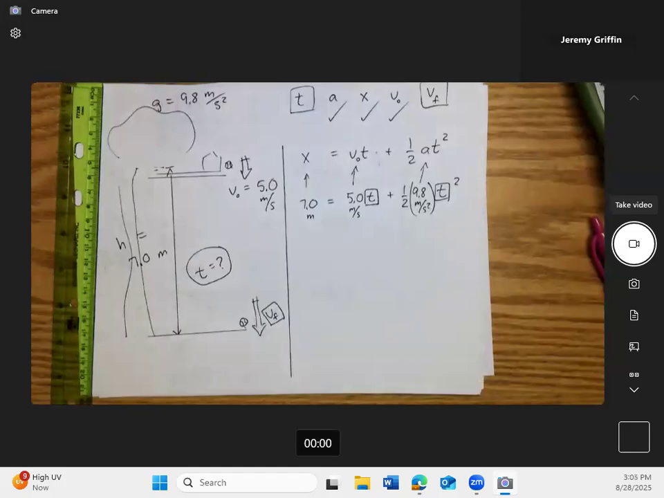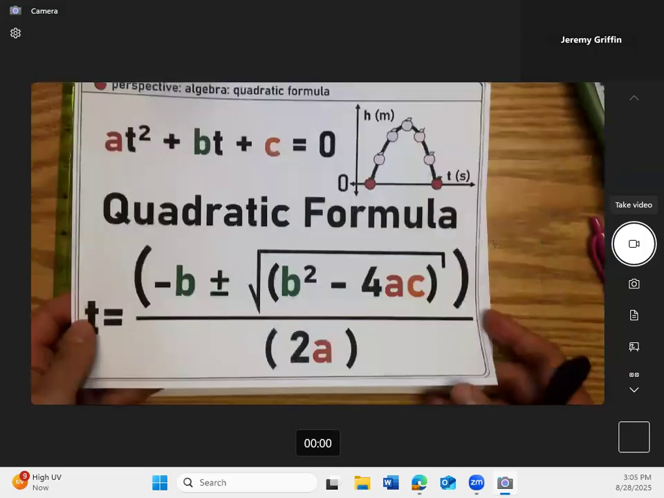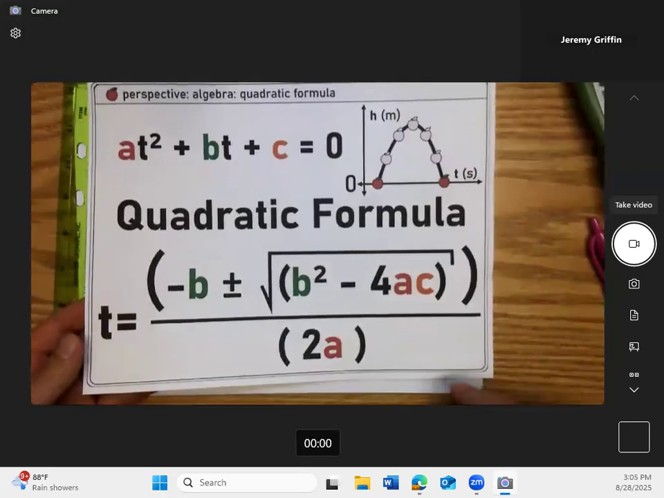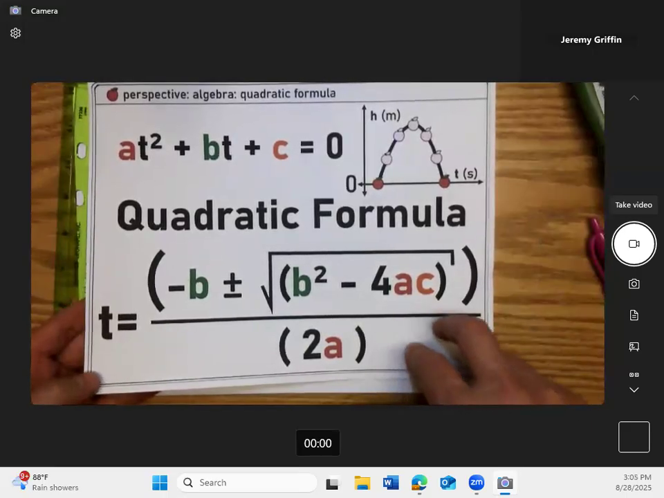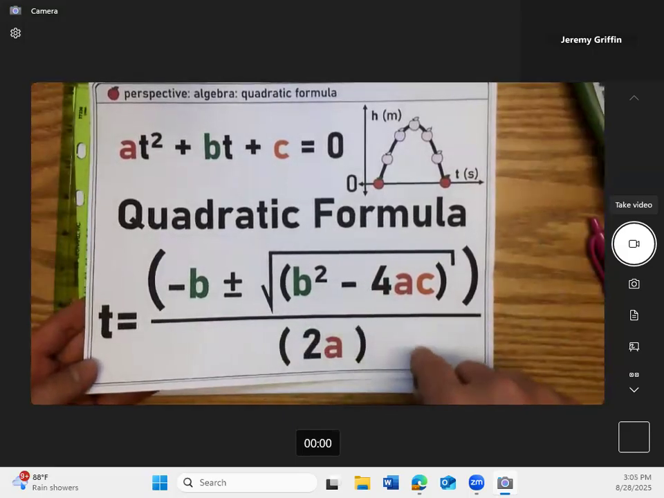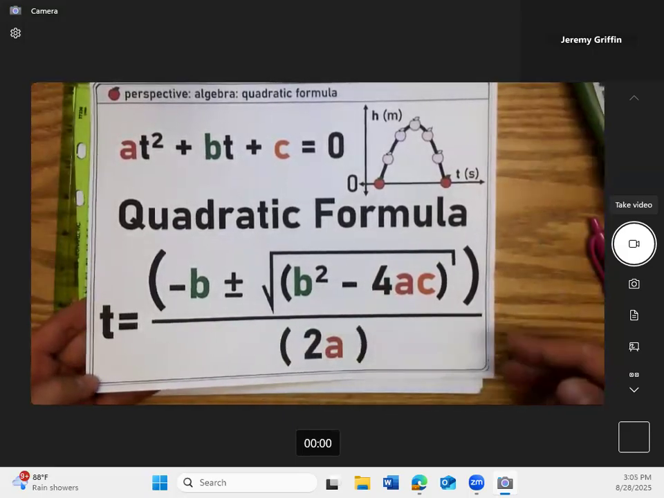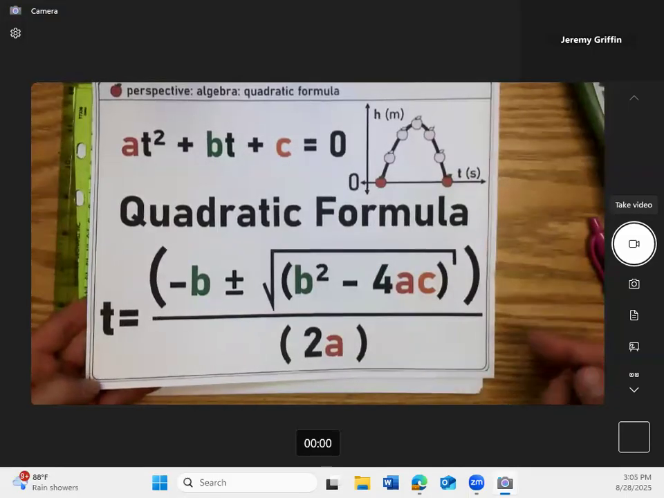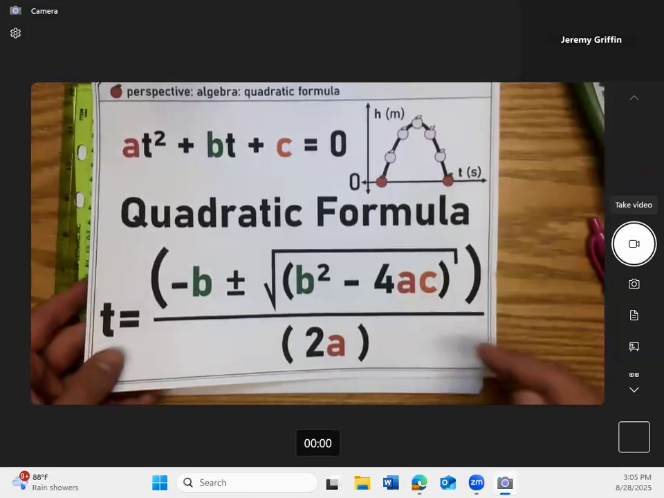What word am I thinking? Starts with a Q. Quadratic. That's this one right here. I'm not going to necessarily expect you to memorize this. If I want you to apply it, I would give this to you, but I would want you to know how to apply it, and that's what we're going to do right here.